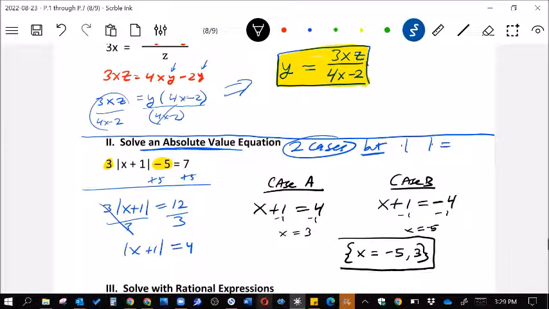And you can verify this by going back over here and thinking, if I put a negative 5 in here, negative 5 plus 1 is negative 4, but the absolute value makes it a positive 4, times 3 is 12, take away 5, that's 7. If I put 3 in here, 3 plus 1 is 4, 4 times 3 is 12, minus 5, I still get 7. So both of those are correct.